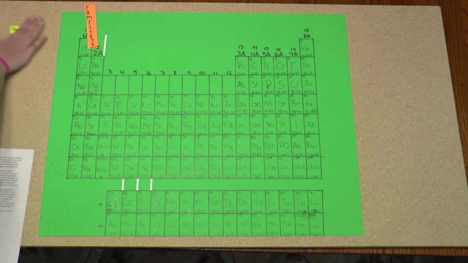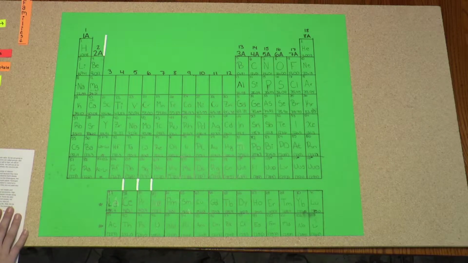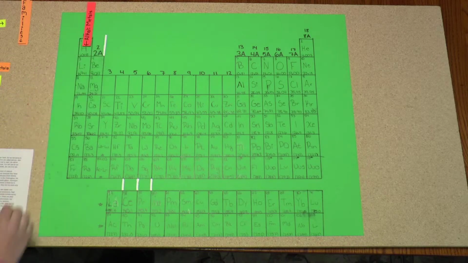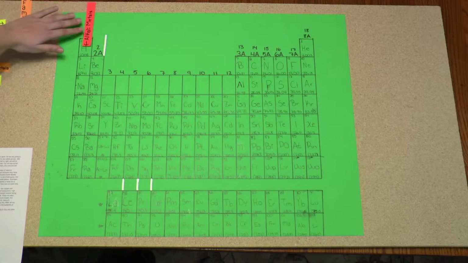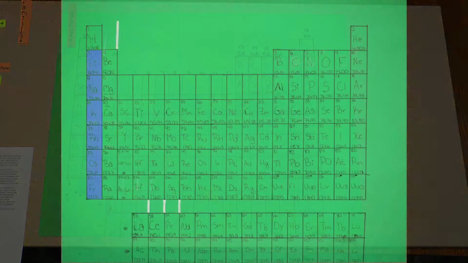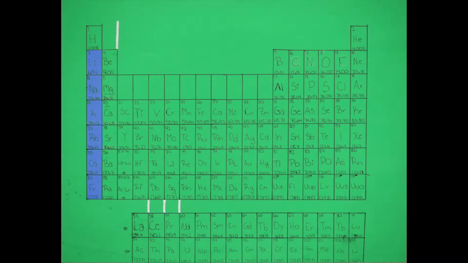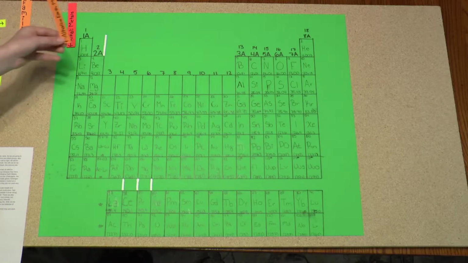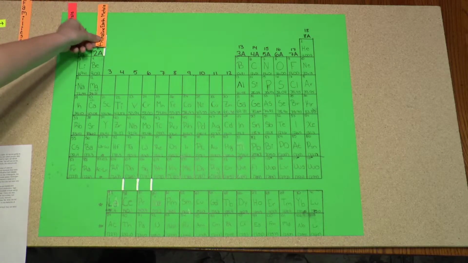Now, the groups are distinguished by their similar properties and number of valence electrons. The first group is called alkali metals, and are the first group because they have one valence electron and therefore labeled 1A. The second column is alkaline earth metals.